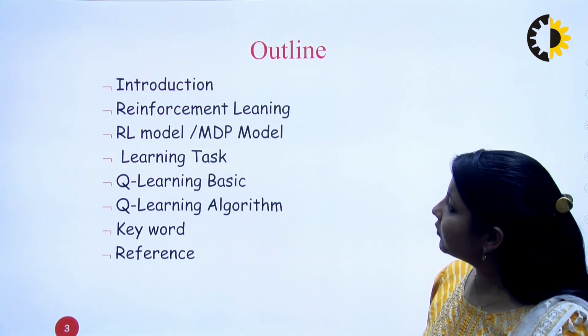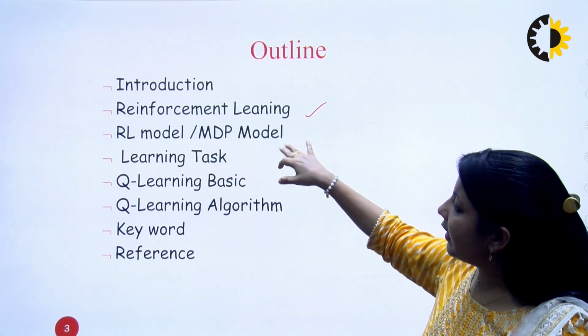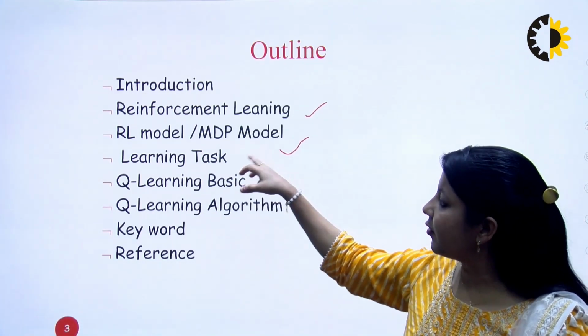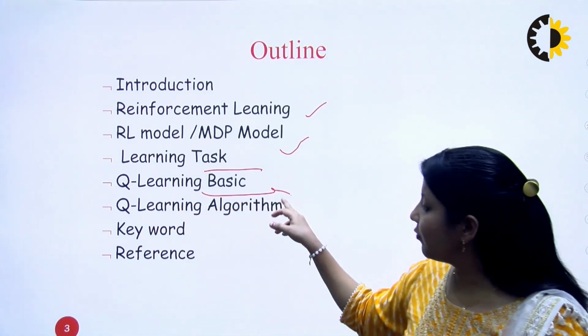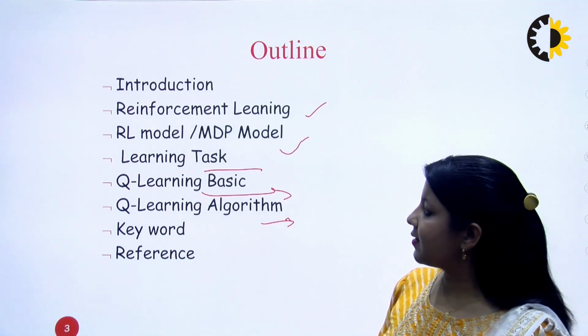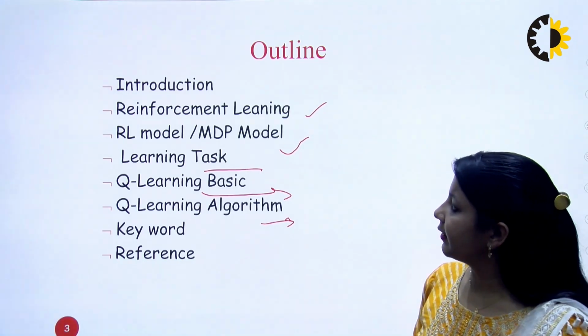So the outline of this topic is the introduction of reinforcement learning, and then what is the model of reinforcement learning. This is the MDP model, and the learning task. Then the algorithm is Q learning basics and its algorithm. So we have to understand what is reinforcement learning and what are the algorithms used in reinforcement learning.